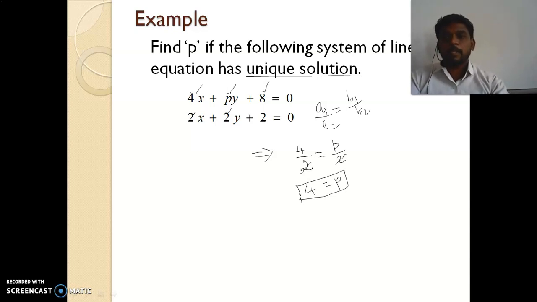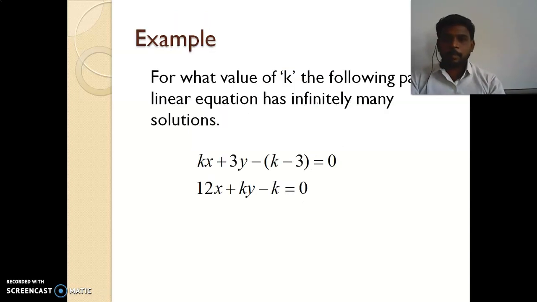So how can you find out? Using the three formulas we have seen in the last slide. For a given pair of linear equations having a unique solution, that is one formula, having infinitely many solutions, one formula is there, and having no solution, the formula is there. So the application of these three formulas is nothing but finding the unknown value in the given pair of linear equations. Okay, so look at the next example.